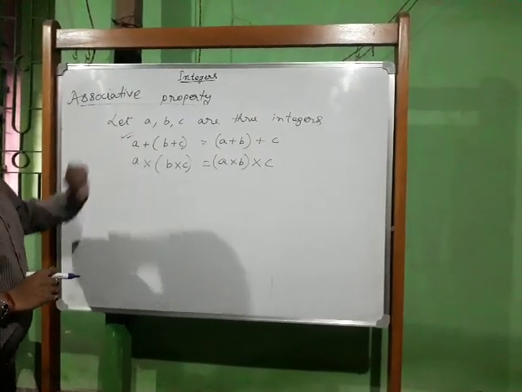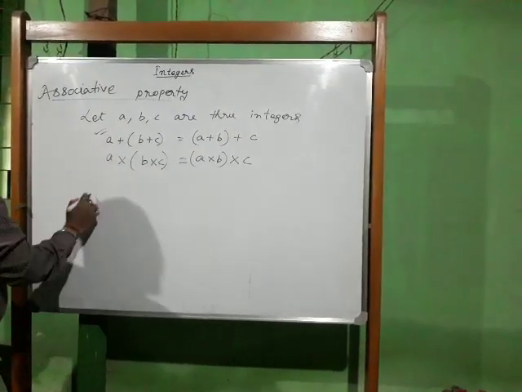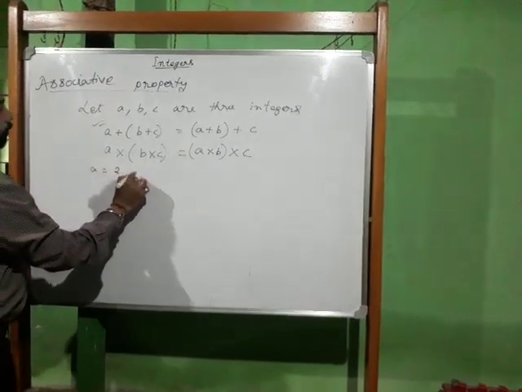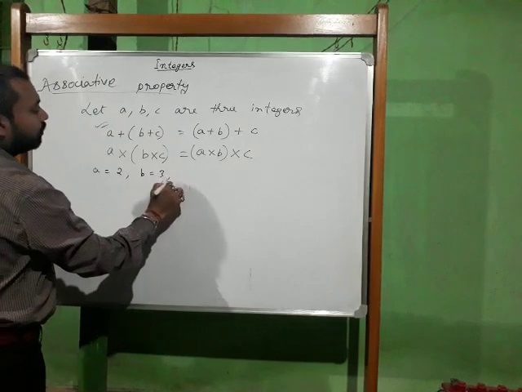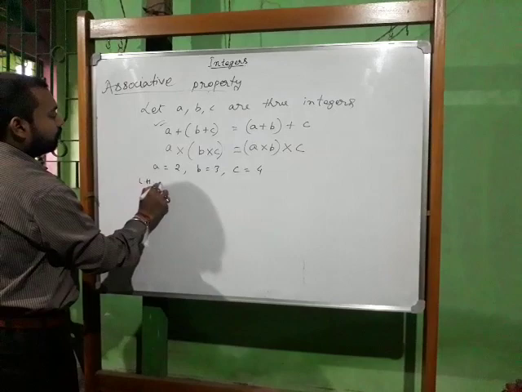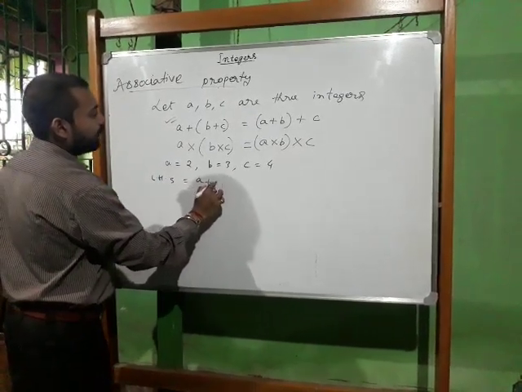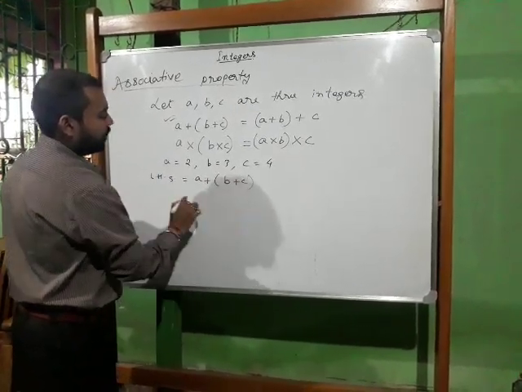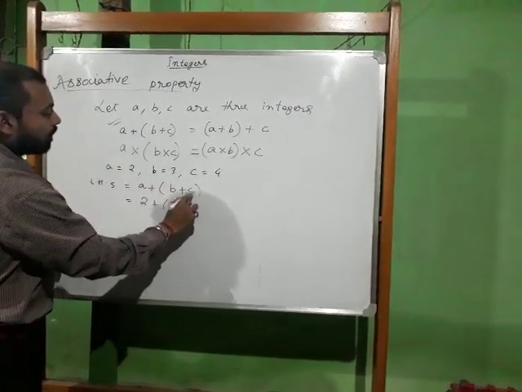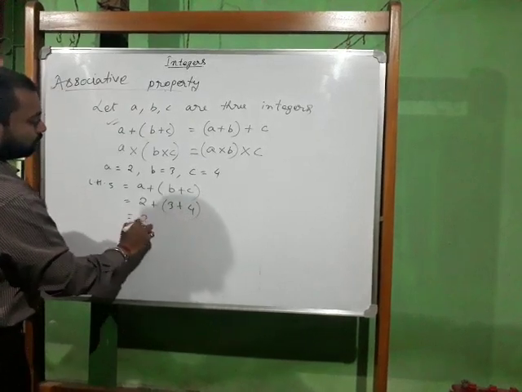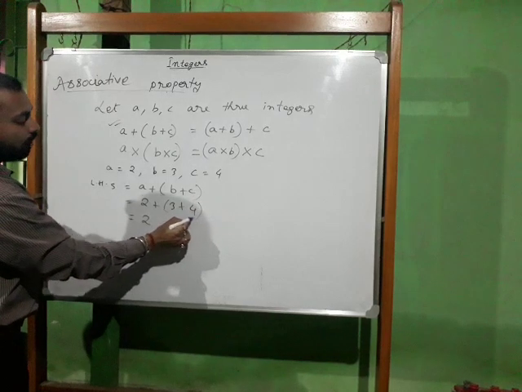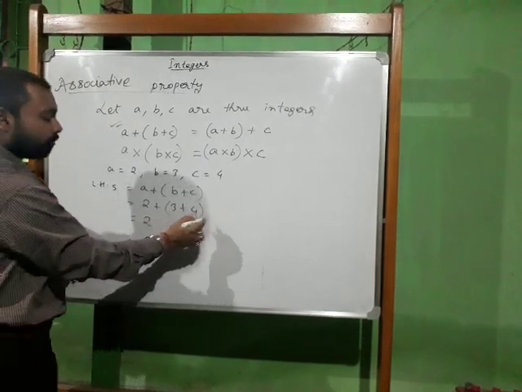Now let us prove one. First one, that is for addition. If we take the values a equal to 2, b equal to 3 and c equal to 4, let us take the LHS part. So in the LHS part it is given a plus b plus c. Now put the value of a, 2, plus b, 3, plus c, 4. Now since this part is within the first bracket, this work has to be done first according to the BODMAS rule.